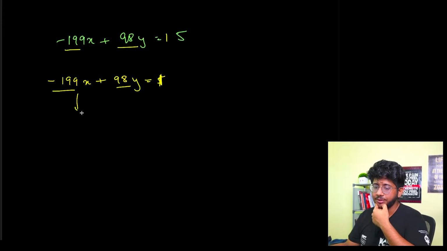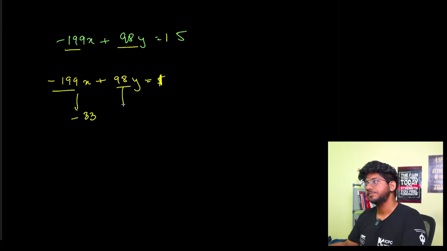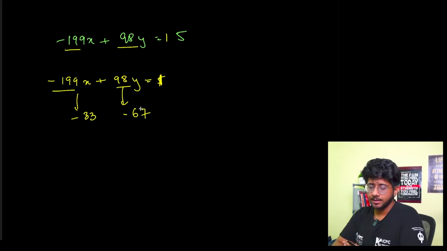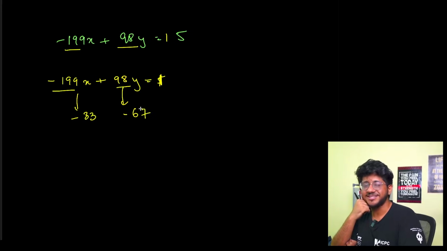So what can be one solution? Maybe minus 33, and this will be minus 67. These are two values which, if you plug in, you will actually get a solution, and you can try it out. Since this is computer generated, I'm just directly using it. So minus 33 and minus 67 are the two values which give you the solution for this. So we have one solution.